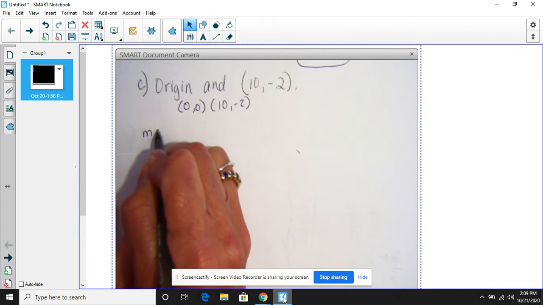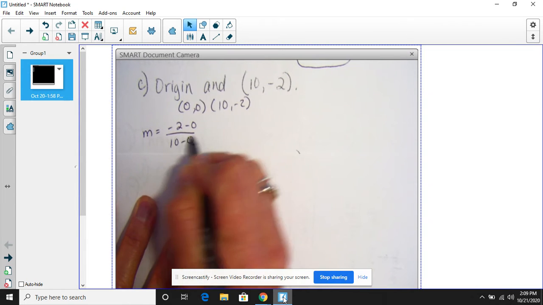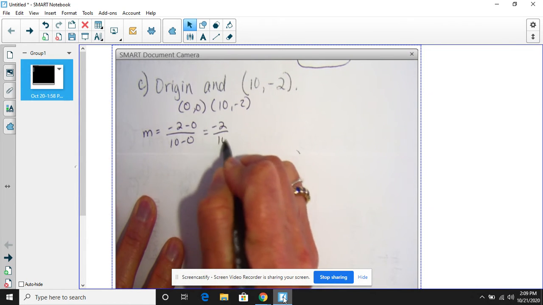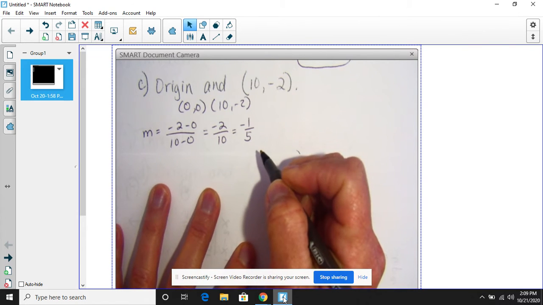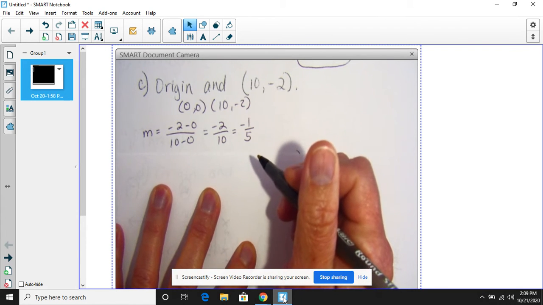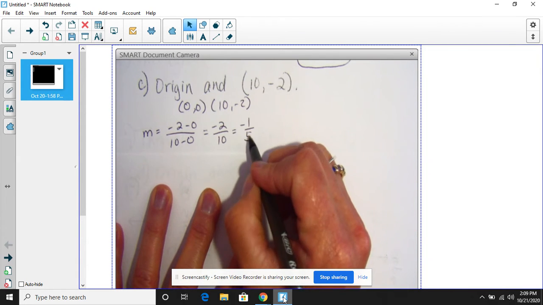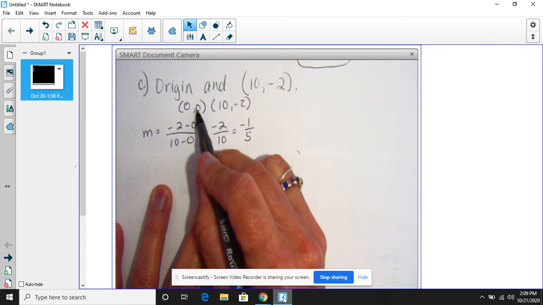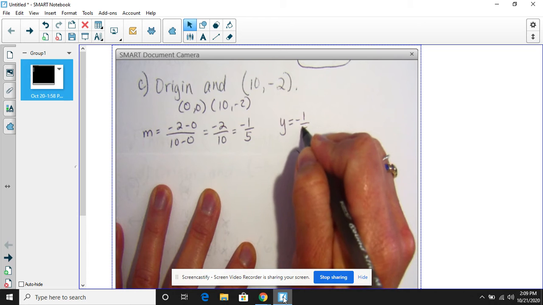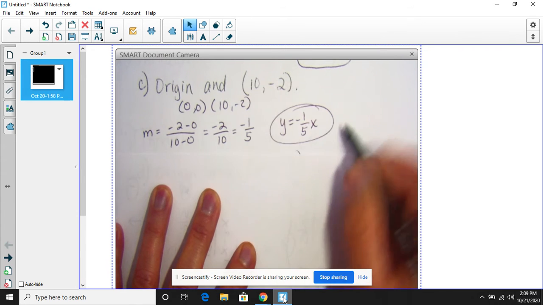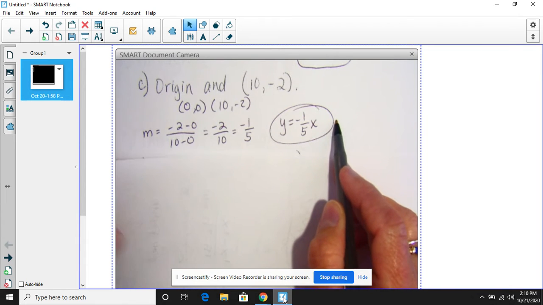Let's find the slope. -2 minus 0 over 10 minus 0 gives you -2 over 10, which simplifies to -1/5. And remember, please pause the video whenever you need more time. So our slope is -1/5. Our y-intercept is 0 because this goes through the origin. So our equation is y = -1/5 x. That's all we write because it goes through the origin. We don't have a b to put there.